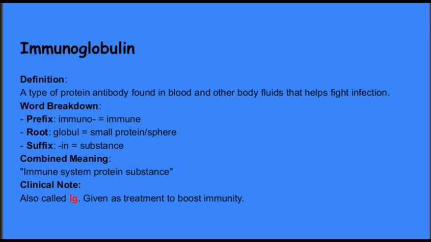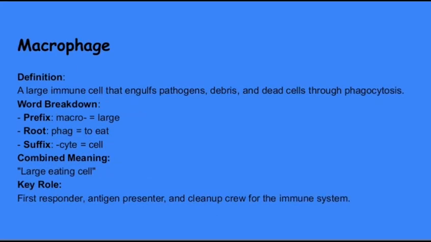Next is immunoglobulin. An immunoglobulin is a type of protein antibody found in blood and other body fluids. Its job is to help fight infections. Let's break it down. The prefix immuno means immune. The root globulin means small protein or sphere. The suffix means substance.